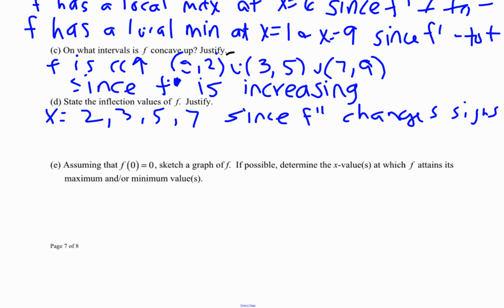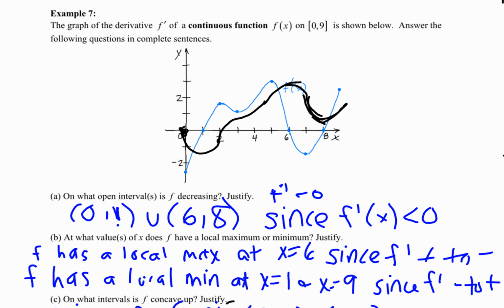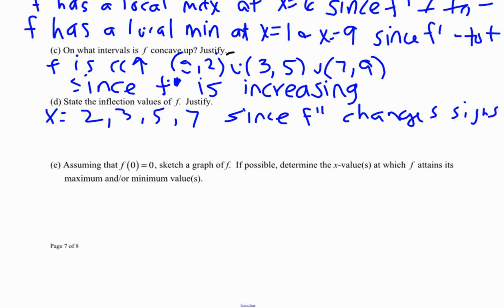Now, do we know where f attains its maximum or minimum values? It looks like we can conclude that f has a minimum value at x equals 1. But the maximum, I don't know, is it here? Is it here? Maybe that spikes up quite a bit. So we can't really determine that. So we're going to say f has a min at x equals 1, but we can't determine the max.